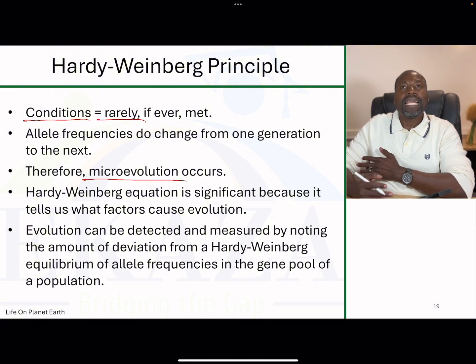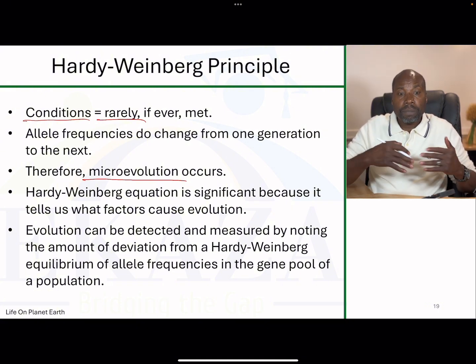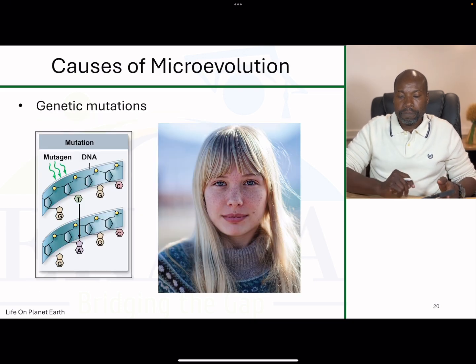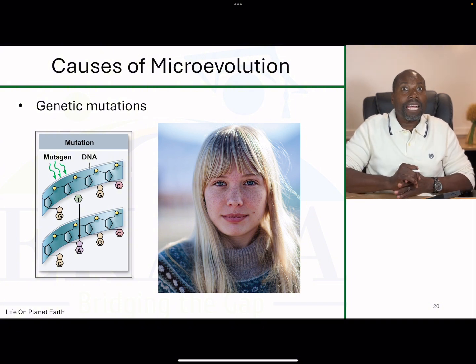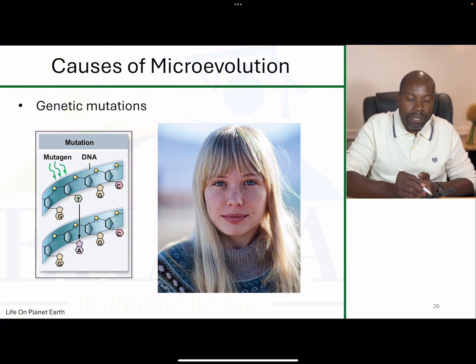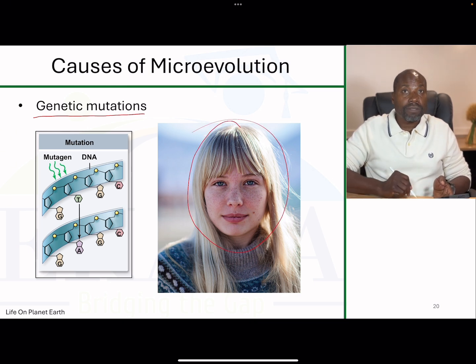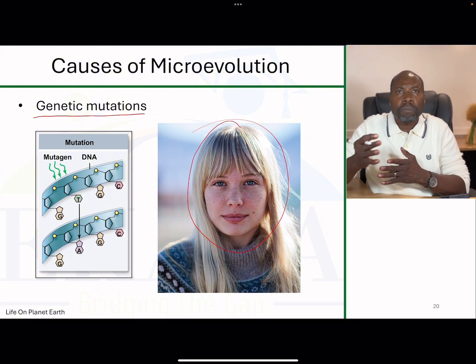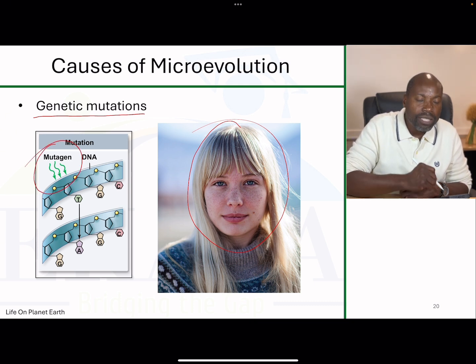So, but nevertheless, to study microevolution, it's very important to keep into account the Hardy-Weinberg principle, right? So, what causes microevolution? Microevolution is caused by genetic mutations. If you see this individual right here with freckles, one can wonder, well, if freckle is dominant, why is it that most of the population doesn't have freckles? Well, it just depends on when mutations are happening.